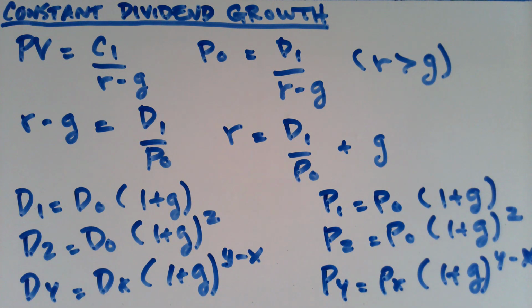Let's say you give me P at time 679, and you ask me to find P at time 729. Well, all I would have to do is take P 679 times 1 plus G to the 729 minus 679, which is 50, power. And that will give me my price at time 729.